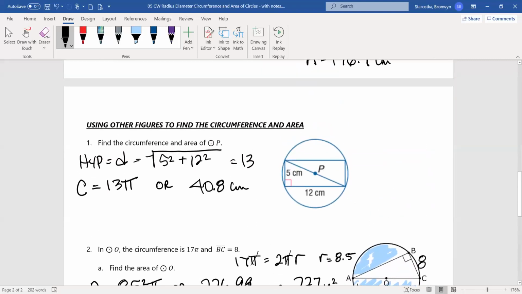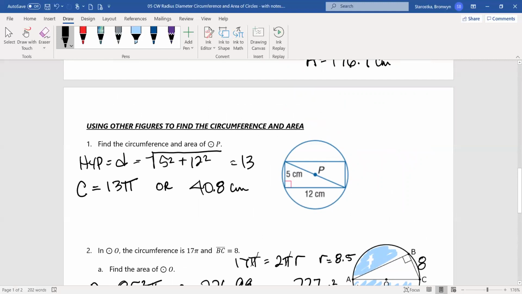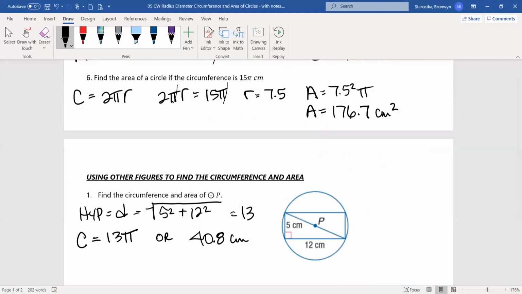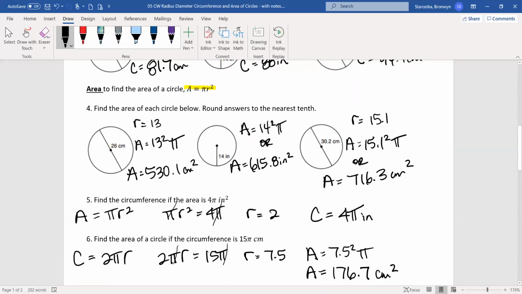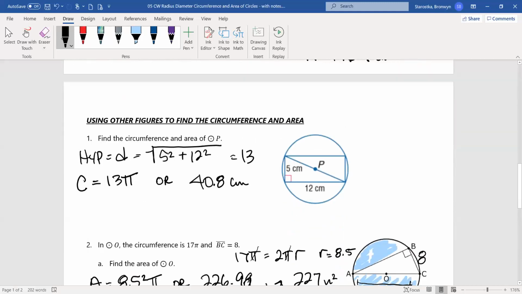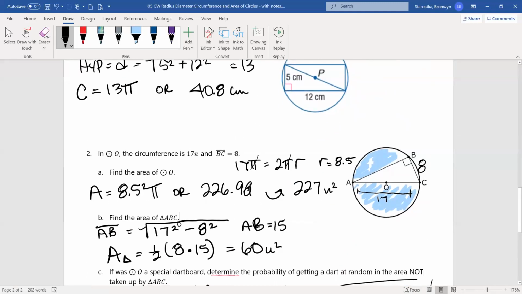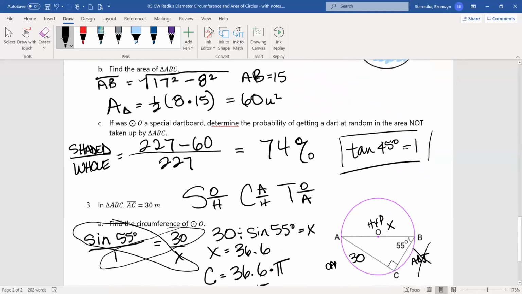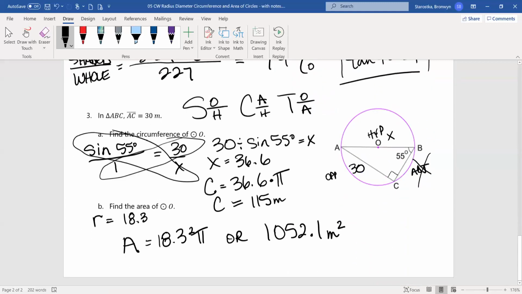So as you can see, we can use trig, probability, properties of right triangles, properties of quadrilaterals to find area and circumference. And let's take a second to talk about what's coming next. If I can use Pythagorean theorem in a right triangle inside a circle, and I can use trig on a right triangle inside a circle, you can also use special rights if it applies inside a circle if given a right triangle. So we'll stay tuned for that.